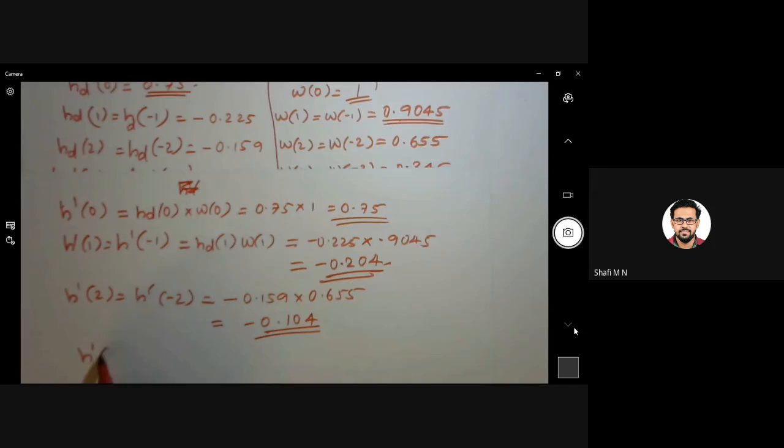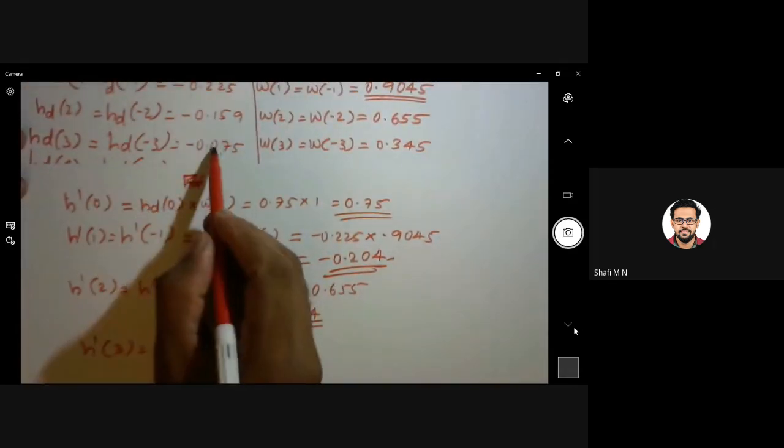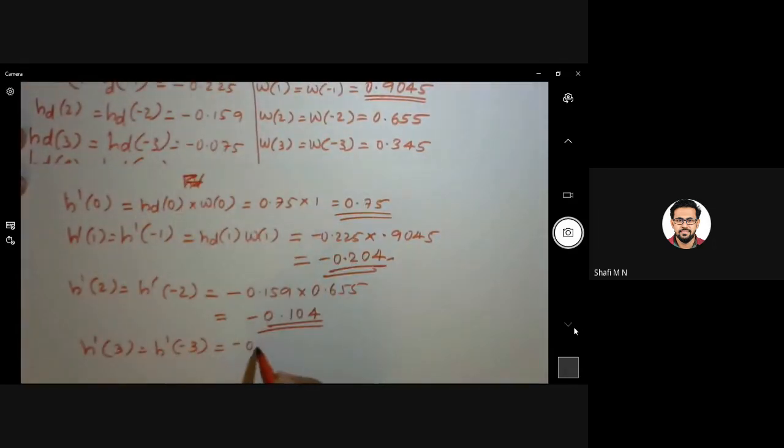I will just tell you. h dash of 3 equal to h dash of -3. Just multiply the corresponding numbers. 3 വരുന്ന values തമ്മിൽ multiply ചെയ്യുക. This into this, -0.075 into 0.345. So that will be -0.026.